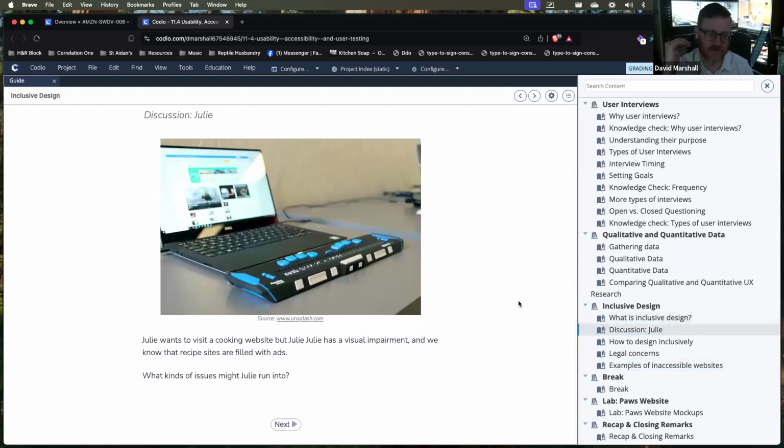So let's think about this quick discussion point here. Julie wants to visit a cooking website, but Julie has a visual impairment. I didn't catch that last time. And we know that recipe sites are filled with ads. So what sorts of issues might Julie run into? Again, she has a visual impairment and she wants to visit a cooking website, but as we know, cooking websites typically have a bunch of ads.